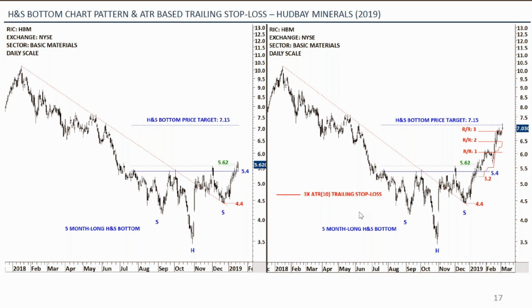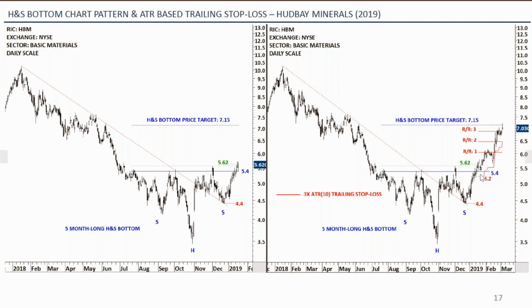Now let's take the example of Hod Bay Minerals. We can see that the neckline is at 5.4, and the breakout confirmation came at 5.62. I'm always discussing on Twitter and on other platforms, when people ask me where to place the stop loss: stop losses should be placed below the chart pattern boundary. How wide will depend on your position size, your risk profile, the size of your account, and many other factors. But let's say that the minor low somewhere below the chart pattern boundary we place at 5.2.